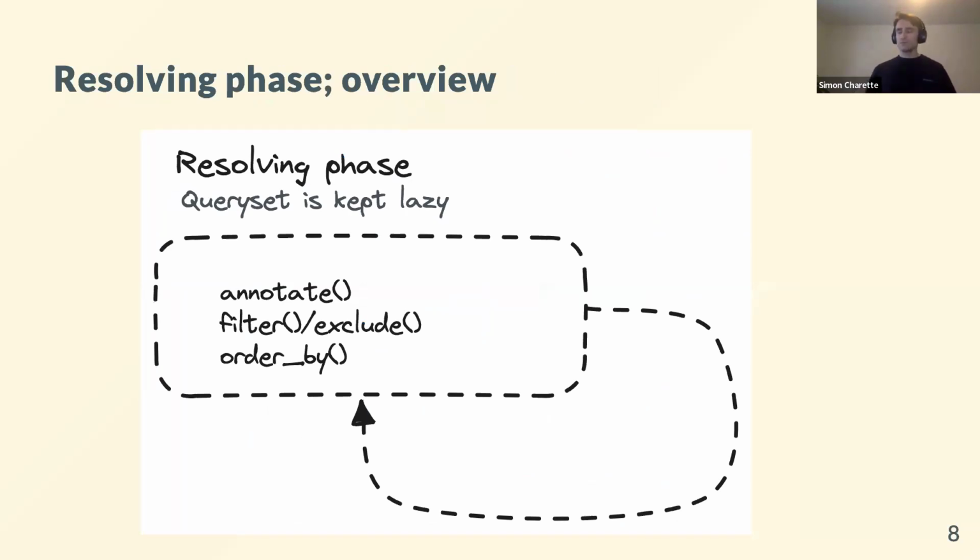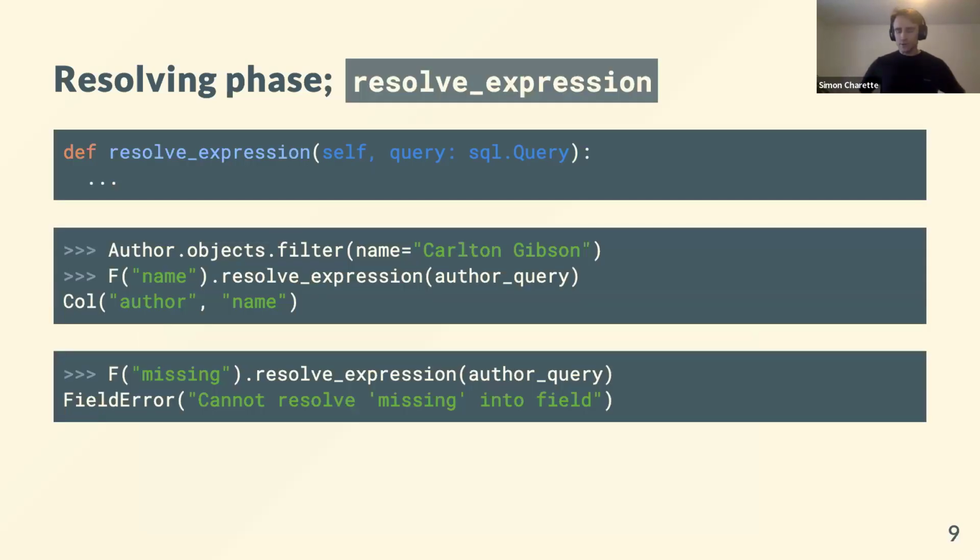The resolving phase is maybe one of the phases you're the most familiar with. It's the phase where query sets are kept lazy, so you can chain operations against them. You could do multiple filter calls, you could use the only method, annotate. Any query set method that keeps returning a query set can be considered to be in the resolving phase. So what exactly happens during the resolving phase?